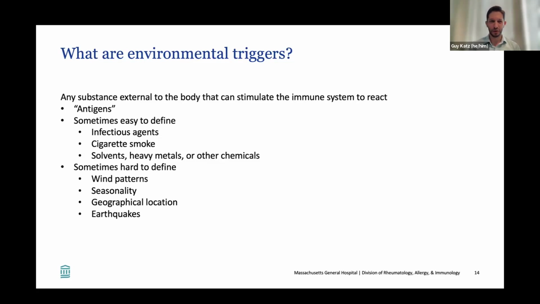Seasonality, similarly, you don't think of a season as something external going into the body that can activate the immune system, but with changes in season, there are also changes in other things that go along with that. So, for example, viral infections are much more common in the winter than in the summer. Allergens are much more common in the spring. So with every season, you have different environmental exposures that come with that.